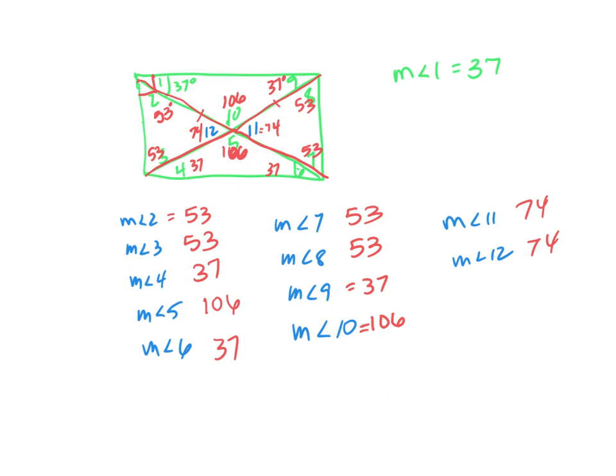I know that angle number 2 is 53 because it has to add up to 90. So 53 and 37 is 90. Well, I know number 3 is also 53 because they form isosceles triangles. And then I have the other one at 53 and 37. So 4 and 6 are 37. 7 and 8 are 53. And then you complete all of the angles.